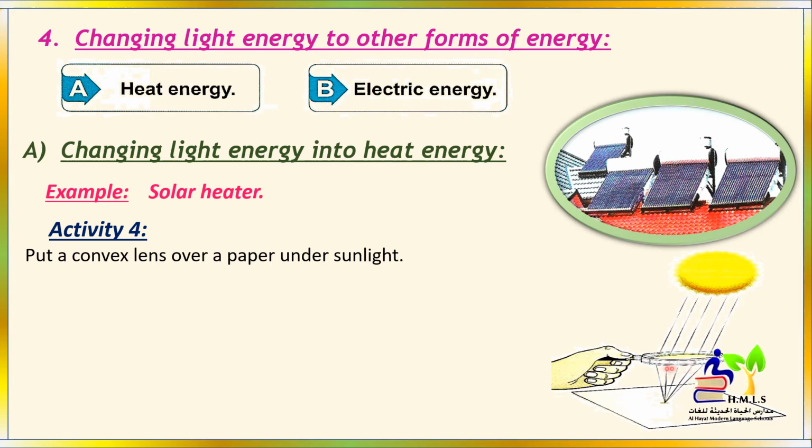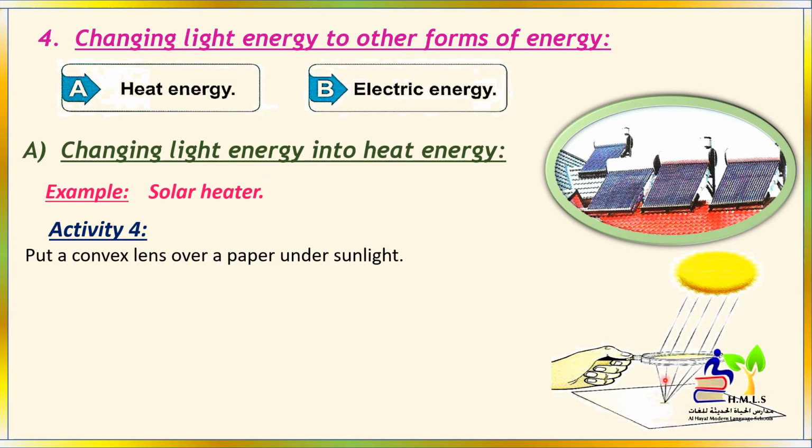What happens? The convex lens has a very important property, which is it collects all the sunlight in one point. Again, it collects all the sunlight in one point. This is the sunlight. Okay, these are the rays of the sunlight. The convex lens collects all of these rays in one point. Can you imagine that all of this amount of heat can be collected in one point? What happens to this point?